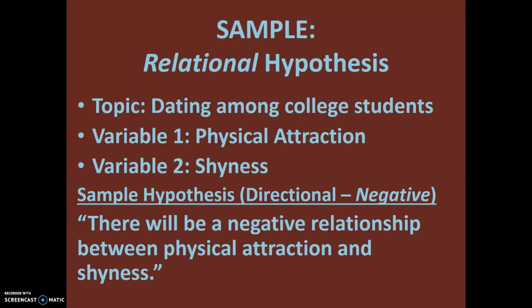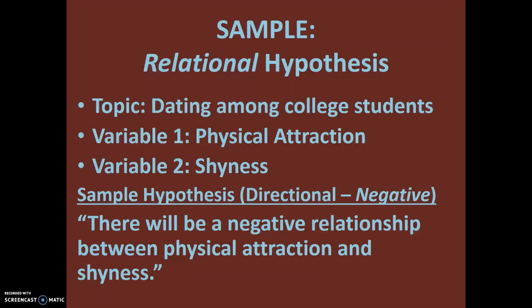In order to look at another type, let's look at a negative version. So we just saw a positive, let's look at a negative relational hypothesis. Again, we're focused on the relationship between the two variables, but we want to look at the direction that they're going in. So again, using the topic dating among college students, we're going to use the same variables, physical attraction and shyness. A sample statement of a negative directional hypothesis would say, there will be a negative relationship between physical attraction and shyness.